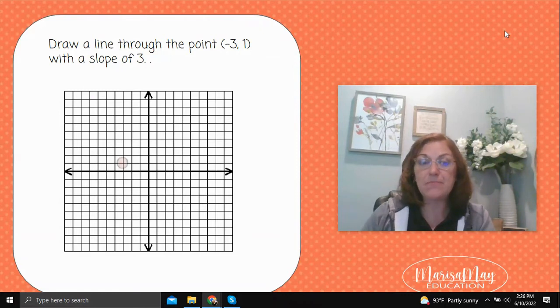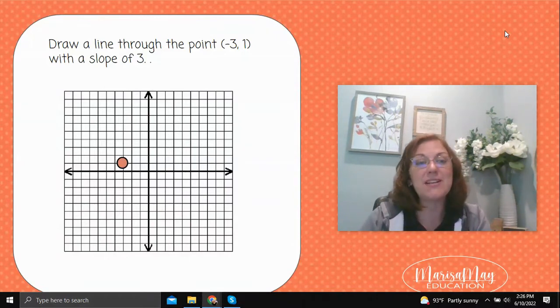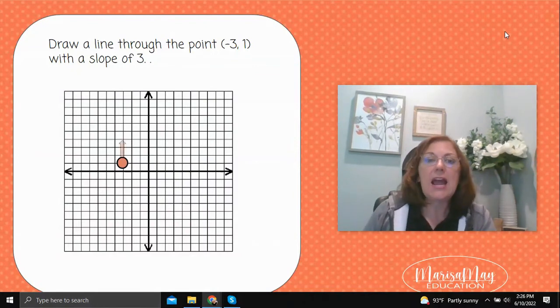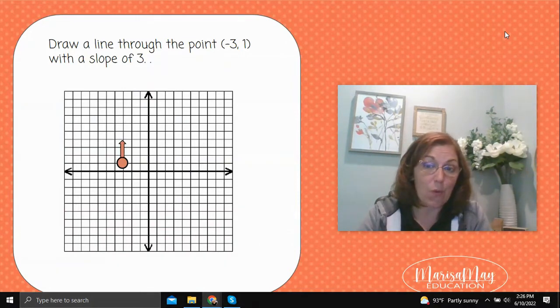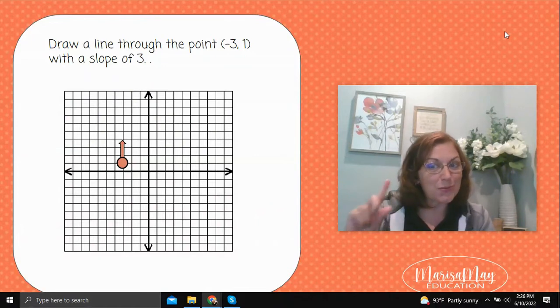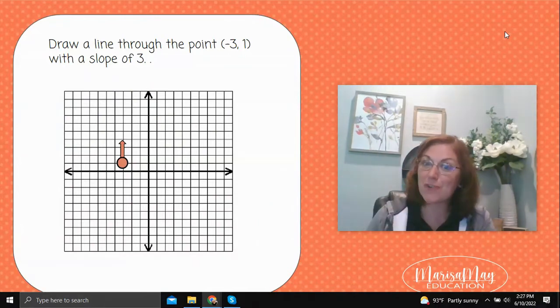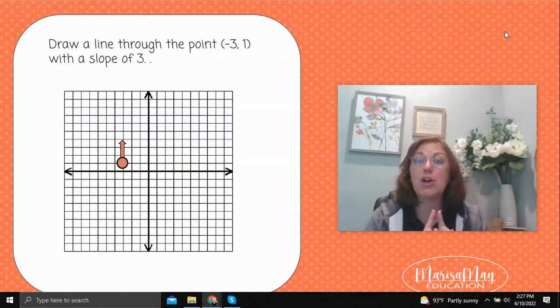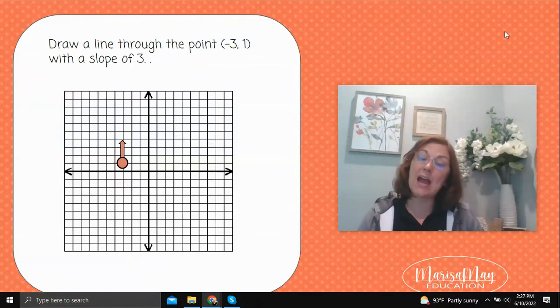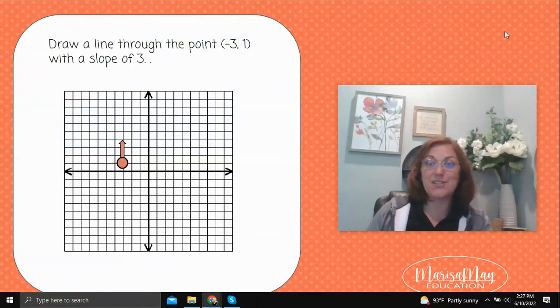We'll plot that. Remember, you start at the origin, you go left 3 and you go up 1, and that places us in this location on the graph. Now, we have a slope of 3, and I want you to remember that 3 can always be written as 3/1, because remember, our rise over run slope meant that our slope was a fraction. So from this point, -3, 1, I've gone up 3, and now I'm going to run 1 to the right.